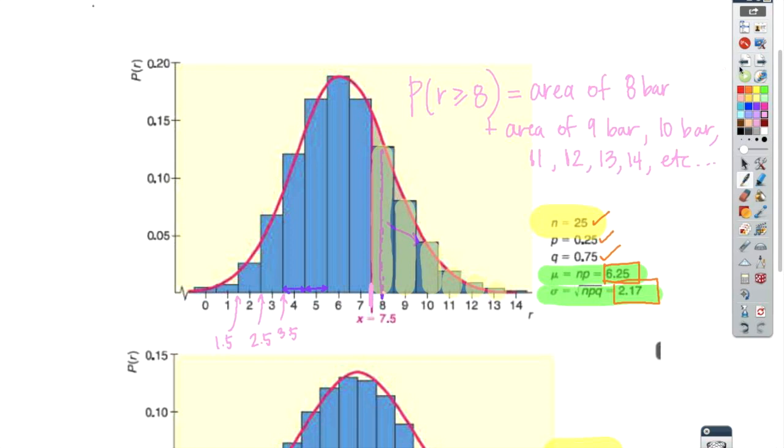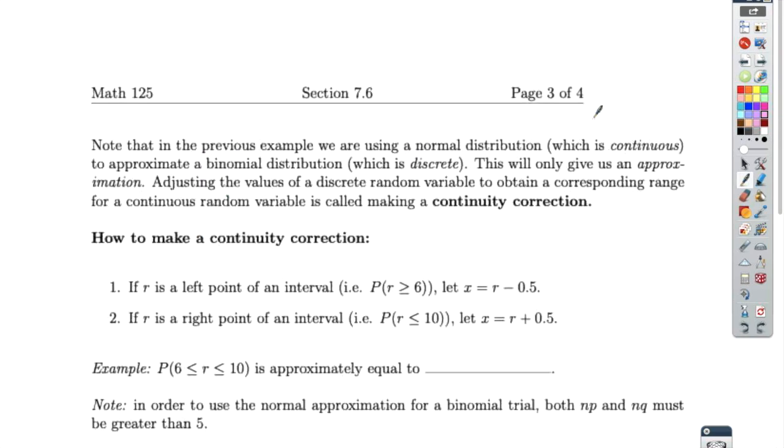And this actually has a name. This is something called a continuity correction. Basically it means I'm making an adjustment because this is a bar graph and I can't start in the middle of a bar. So that's what this is talking about. Can't start in the middle of a bar on a bar graph.